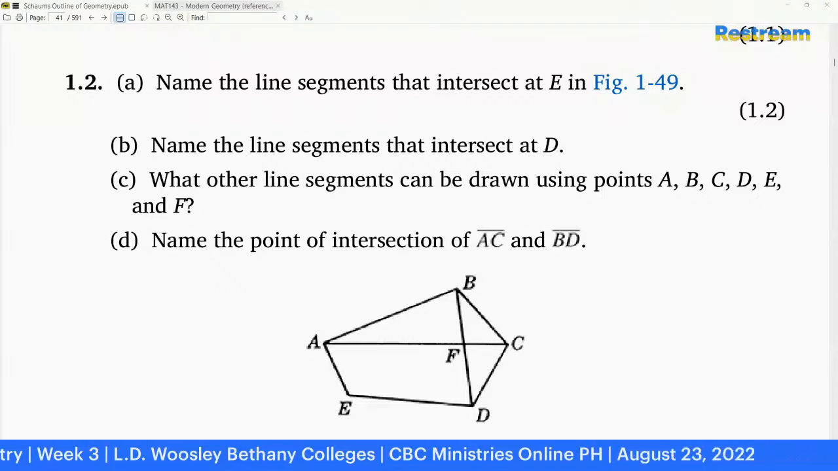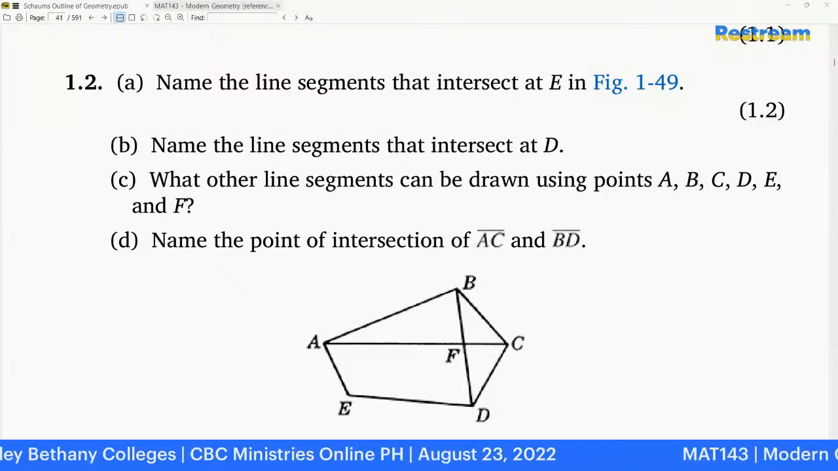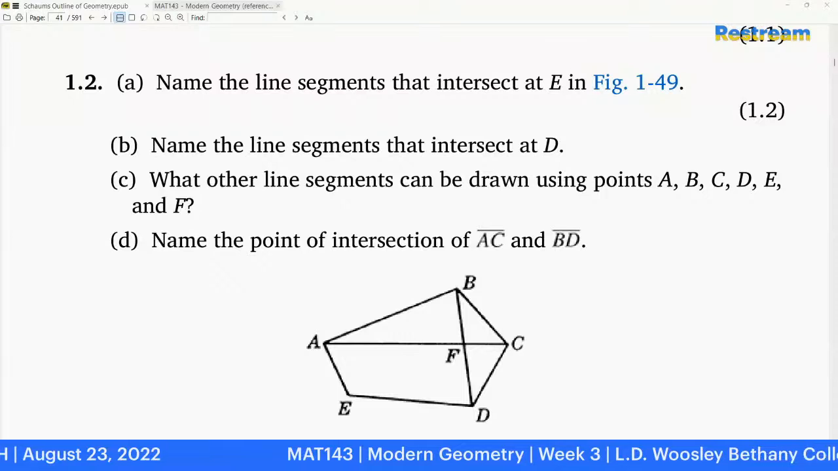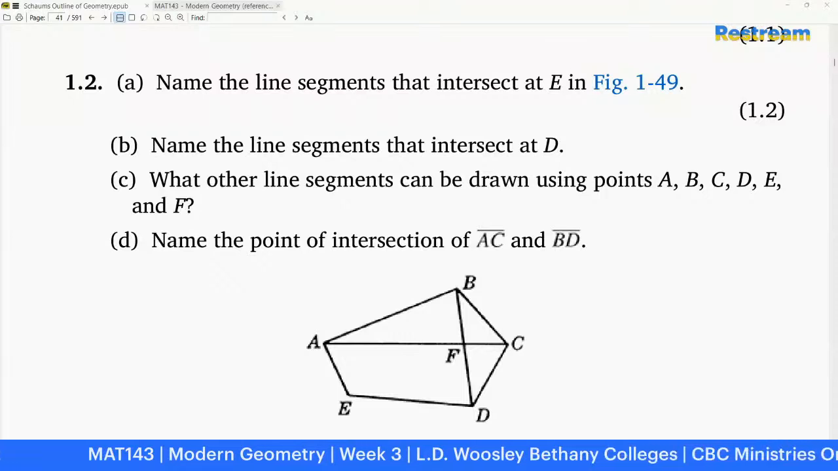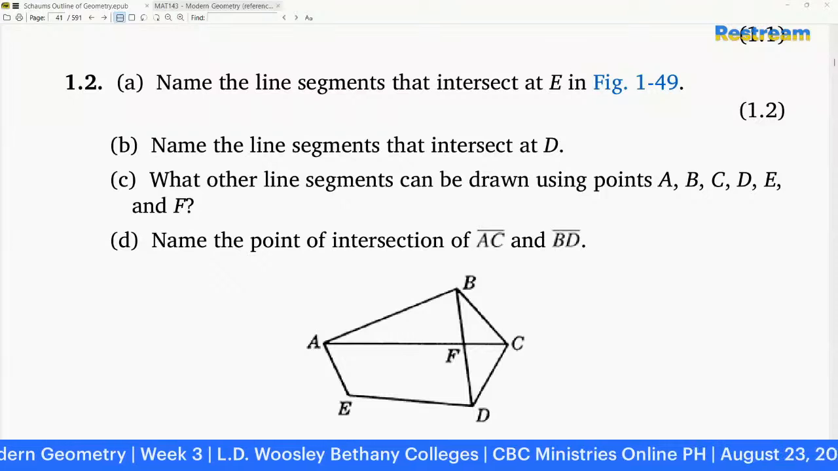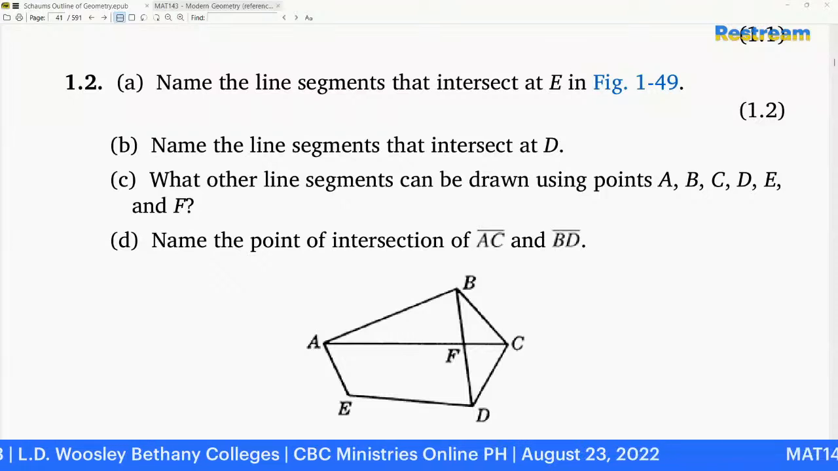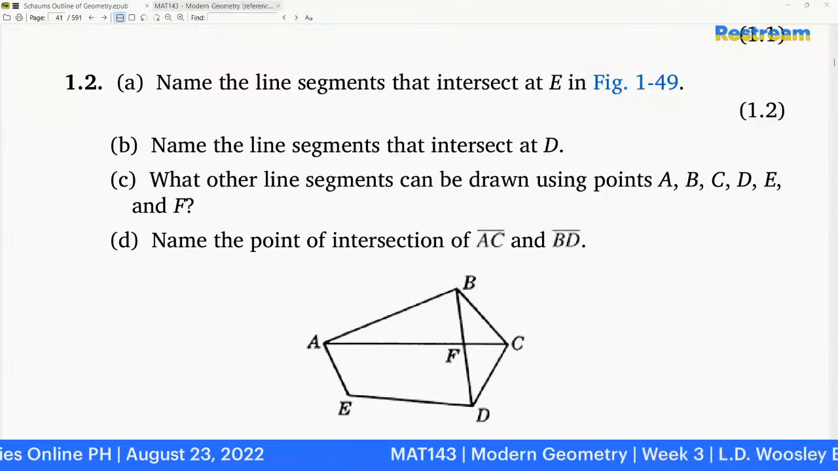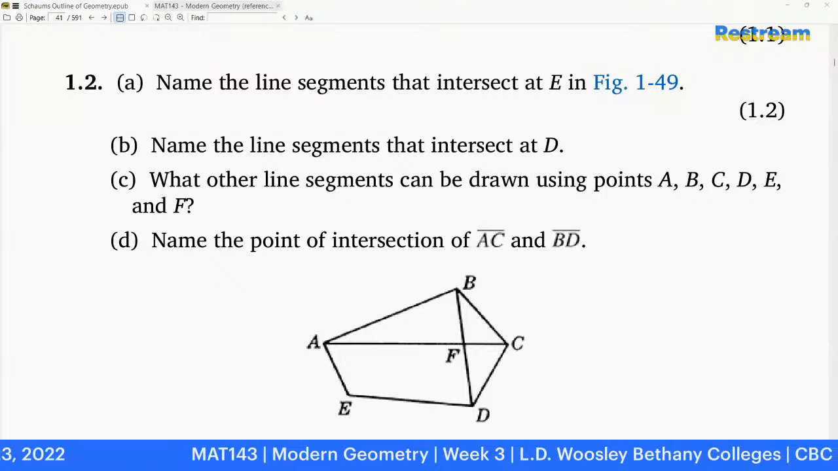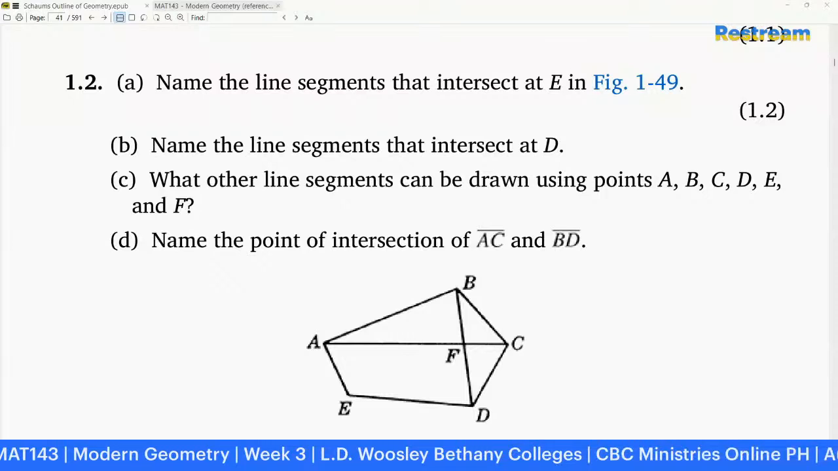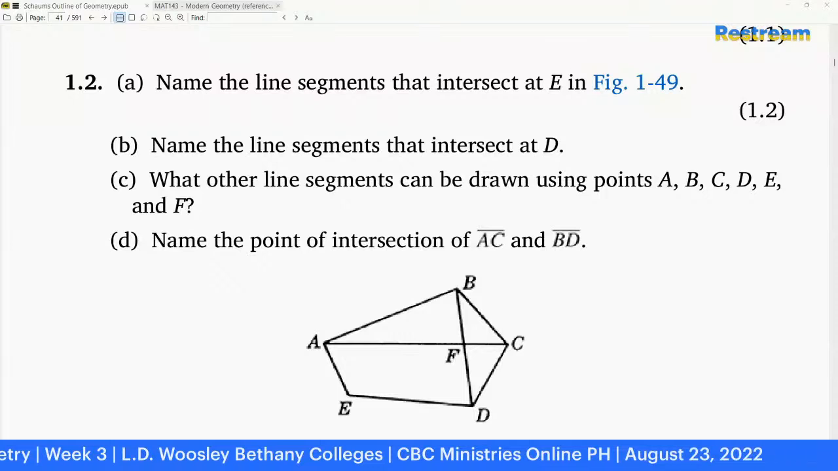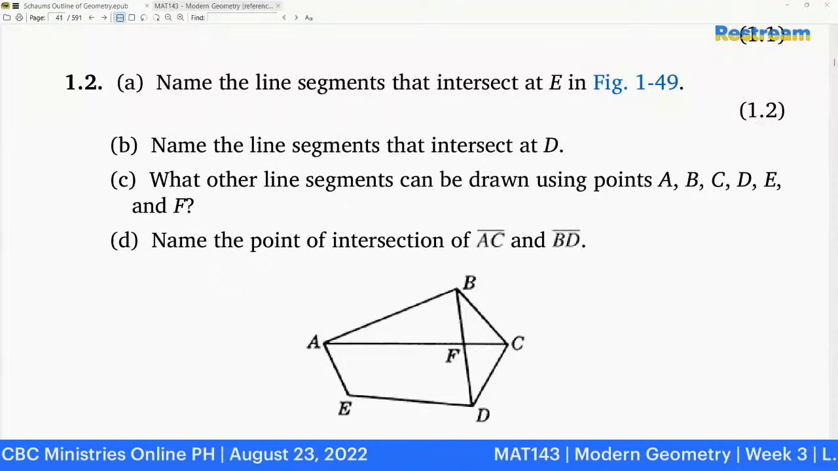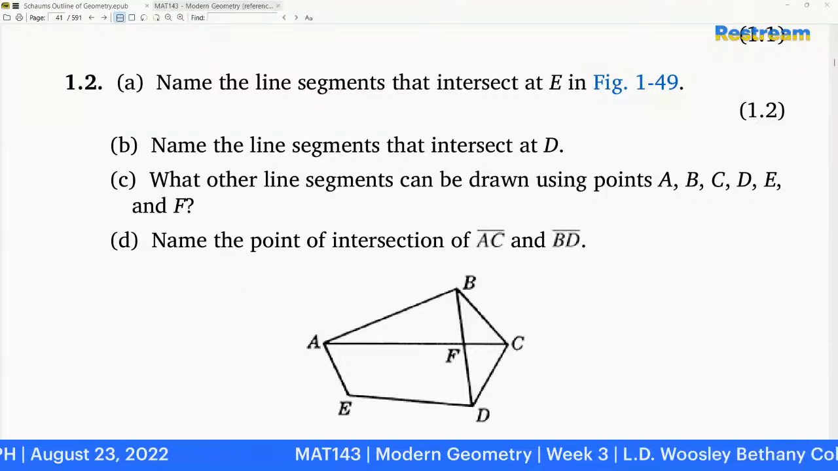Okay, Acel, can you solve what other line segments can be drawn using the points A, B, C, D, E, and F? So this is more of an exploratory question. Ano pa ba yung pwedeng i-drawing doon sa mga points na yan? Aside from the given. Line segment AD. AD. Sige, tama.